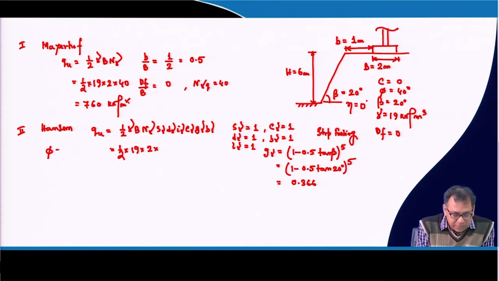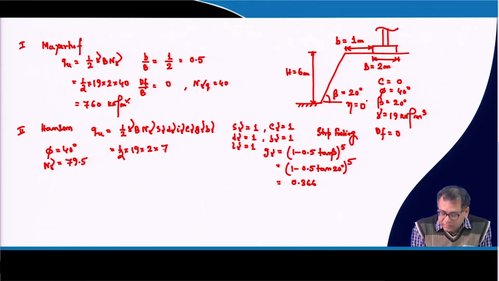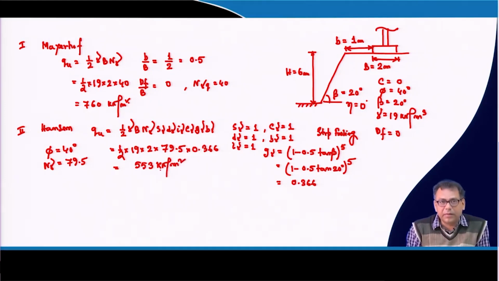Now in this case, for phi equal to 40 degree, as per Hansen, the N gamma value is equal to 79.5. That I will put here, 79.5, and 0.366. So it is 553 kilonewton per meter square.